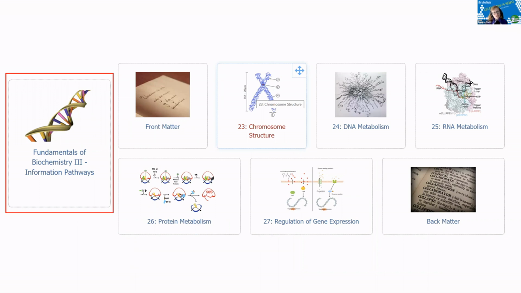In section three, we delve into the information pathways that look at processes like DNA replication, damage, and repair, as well as processes of transcription and translation. This includes a look at the control of these pathways through things like gene expression and regulation. Now I'd like to pass over my talk to my colleague, Henry, to talk about some of the fun and new additions in section four.